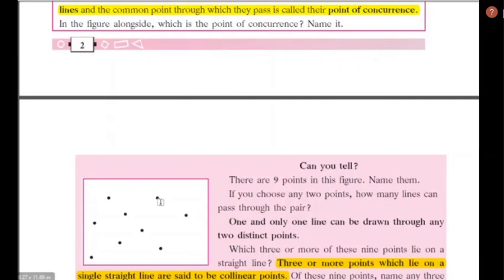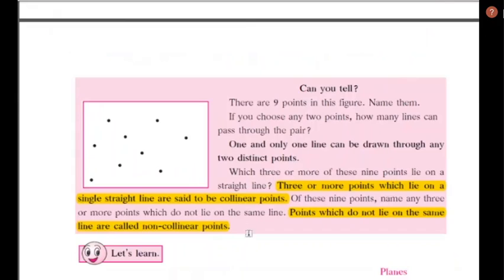Students, look at this paper. 1, 2, 3, 4, 5, 6, 7, 8, 9. There are 9 points on this paper. These points are not in one straight line. Three or more points which lie on a single straight line are said to be collinear points. Points which do not lie on the same line are called non-collinear points.